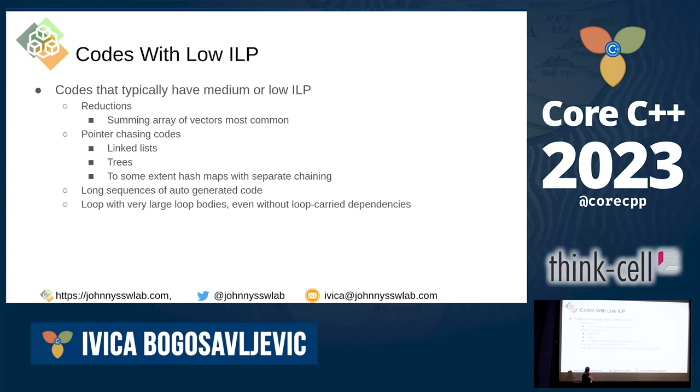So I already sent the codes that typically have medium or low ILP. The first one are reductions. This is when you sum to a variable. You have an accumulator. You're summing to it, you're multiplying to it, you're doing add. So you have a large set of values that end up in one value. So this has low ILP.